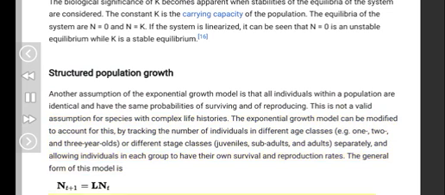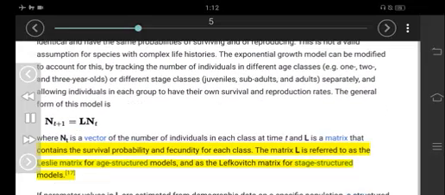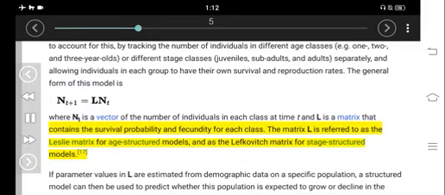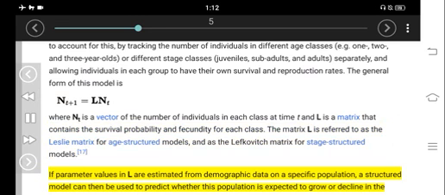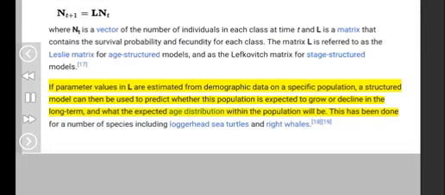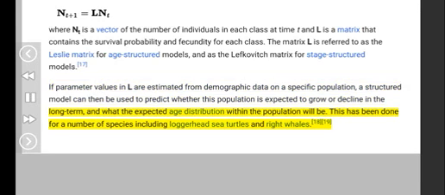The general form of this model is n(t+1) = L n(t), where n is a vector of the number of individuals in each class at time t and L is a matrix that contains the survival probability and fecundity for each class. The matrix L is referred to as the Leslie matrix for age-structured models, and is the Lefkovitch matrix for stage-structured models. If parameter values in L are estimated from demographic data on a specific population, a structured model can then be used to predict whether this population is expected to grow or decline in the long term, and what the expected age distribution within the population will be. This has been done for a number of species including loggerhead sea turtles and right whales.